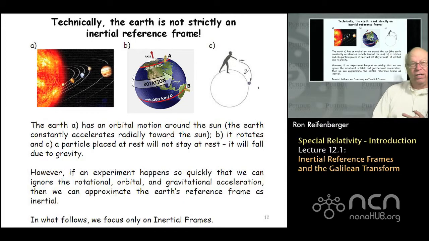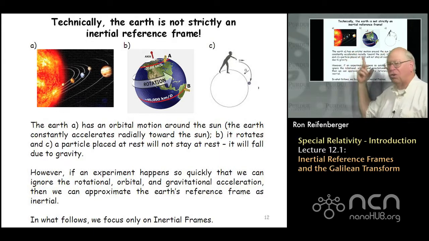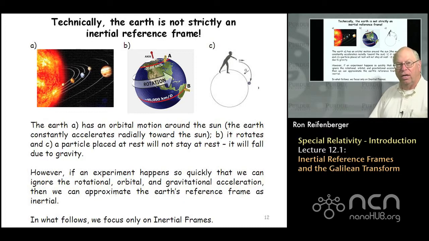Technically, the Earth is strictly not an inertial reference frame. And the reason it isn't is because the Earth rotates around the Sun. In addition, the Earth is spinning about its axis. And then the third issue is that if you drop something on the Earth, it's going to accelerate downward due to gravity. So all three of these effects have to be taken into account if you're going to properly describe an experiment that's performed on the surface of the Earth.